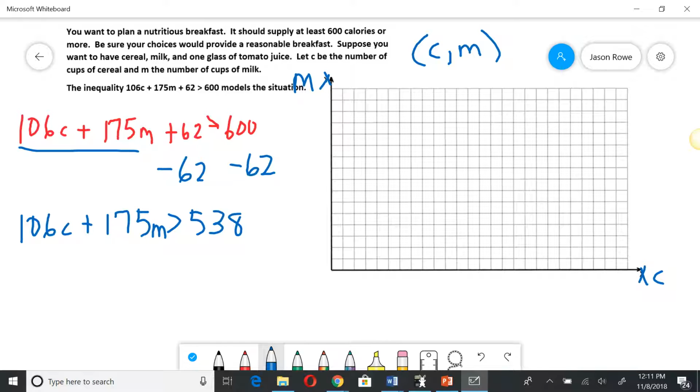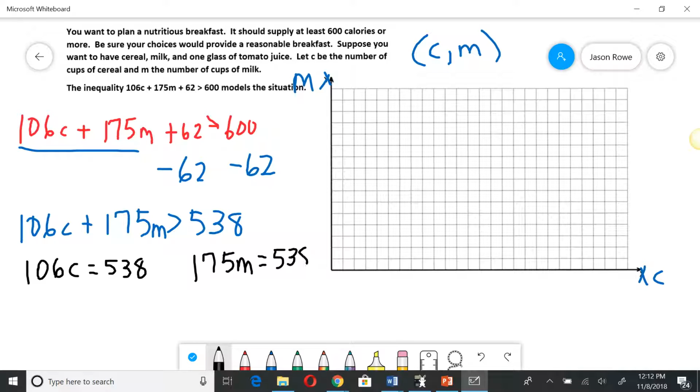Remember, to find an intercept, we're going to make two equations out of this. We're going to make one equation using just the x value. So in this case, C. And we discussed this in several other videos. And to find the y-intercept, in this case M, we're going to set up another equation. And we're going to solve these equations. So at this point, you're going to pull out your calculator.